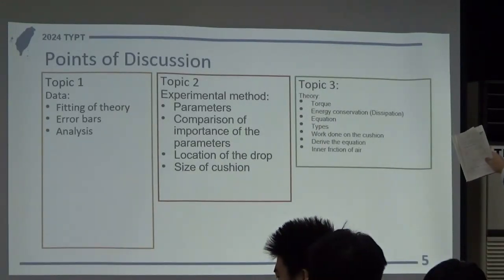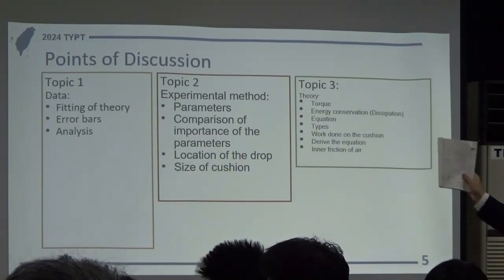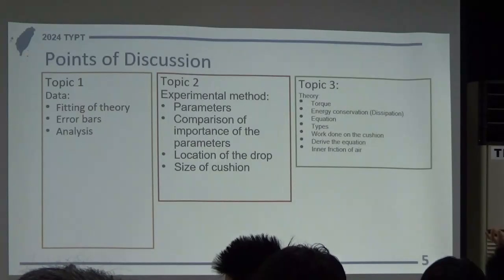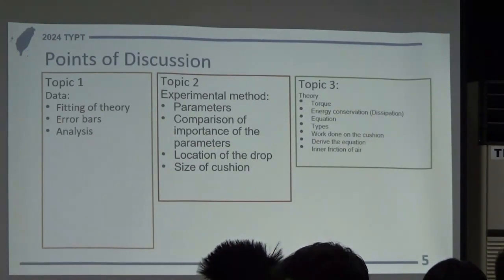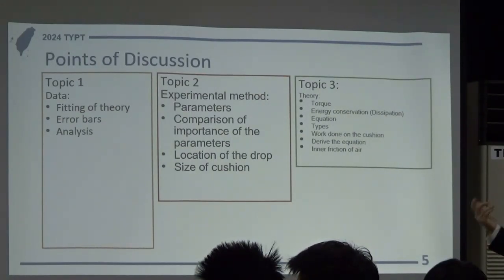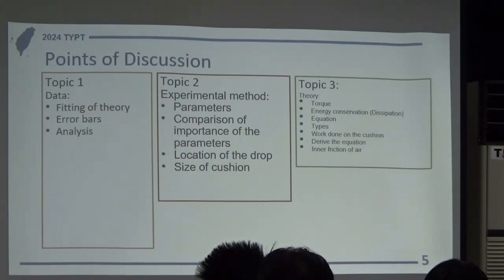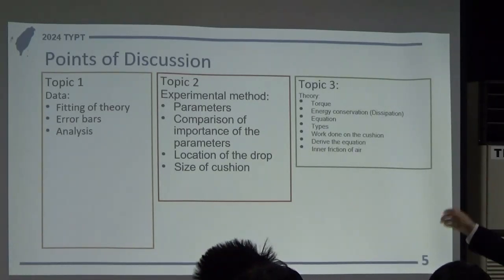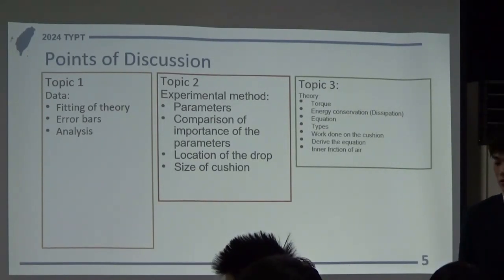These are the points I want to discuss during the discussion period. For topic 1, we have the data, which is fitting of theory, error bars, and analysis. For topic 2, I'll talk about the experimental method of the reporter, considering the parameters, comparison of the importance of the parameters, location of drop, and the size of the cushion itself. For topic 3, I'll be focusing on theory: torque, energy conservation, which is also energy dissipation, considering the equations for conservation of energy, and the types of energy loss that could be considered in the phenomenon investigation. I'll also talk about work done on the cushion and ask them to compare the equation and the integration of air. So I'd like to go on to this.